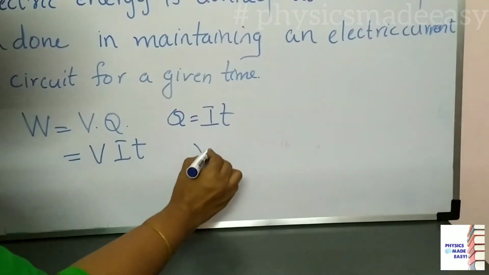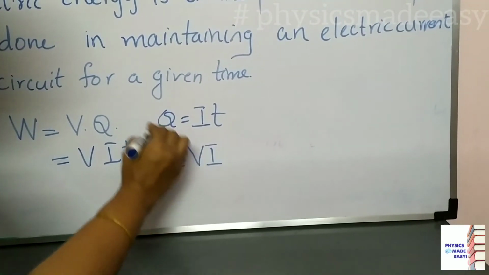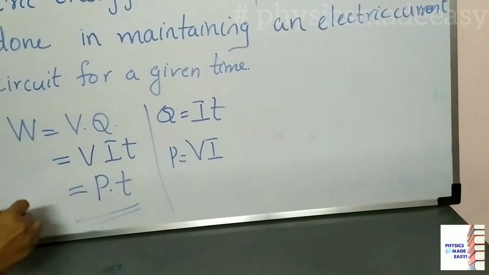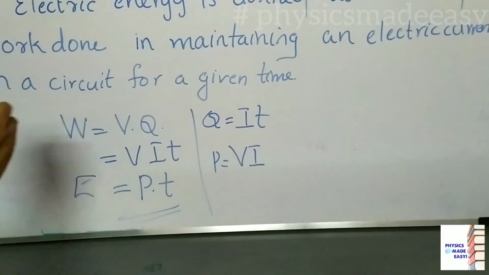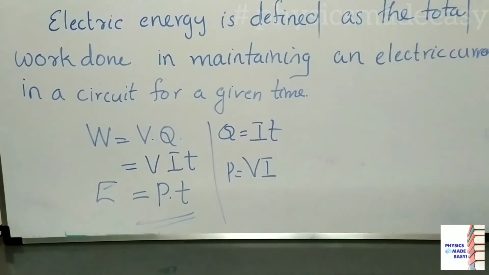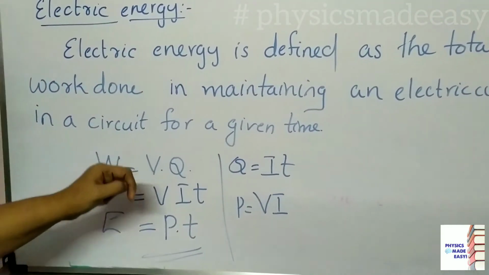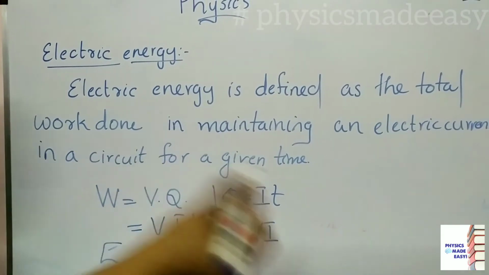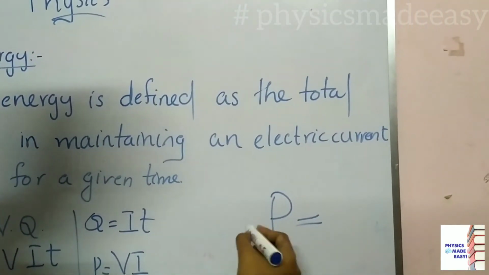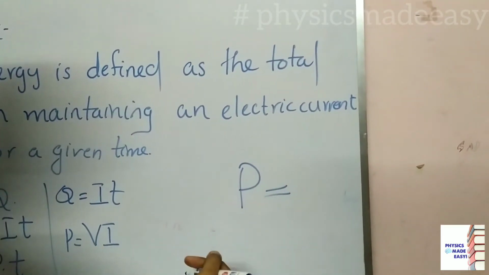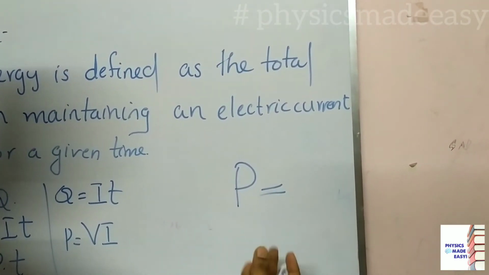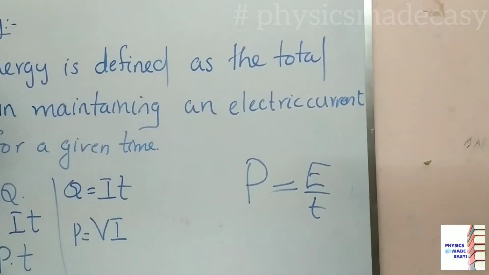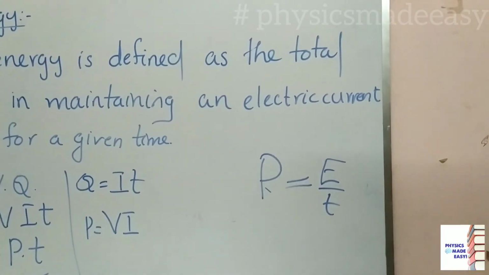But you know V into I is equal to electric power. So here you can write power into time, that is work done, that is the electric energy, the total work done in maintaining an electric current in a circuit for a given time. We can write it as the product of power and time. You know power is the rate of doing work, or the rate at which electric energy is consumed or dissipated, that we can write as E divided by T. So here you can see E is equal to P into T.